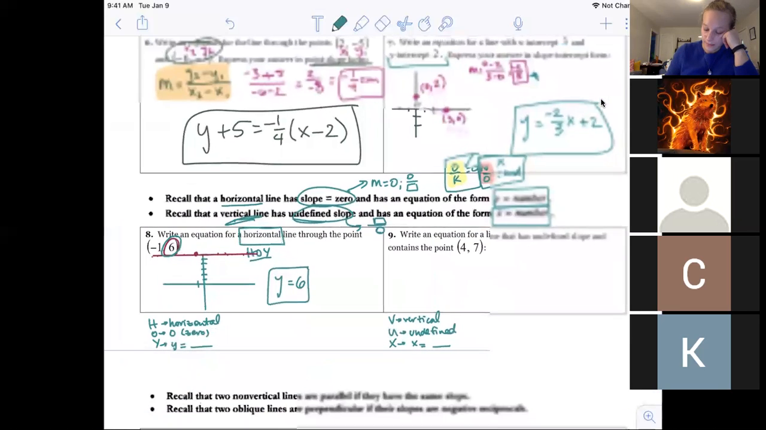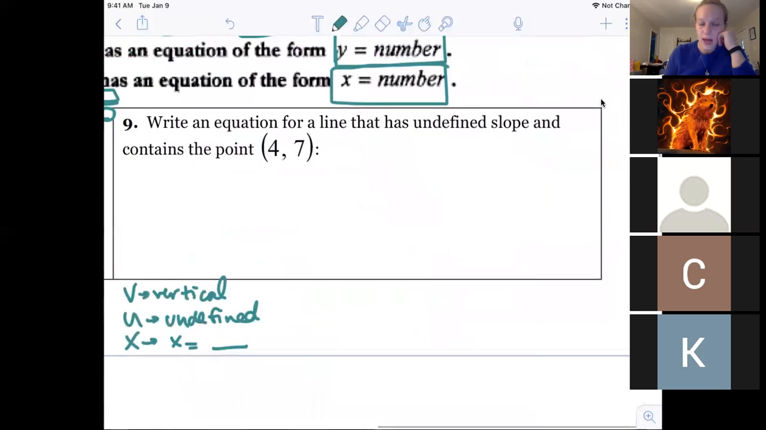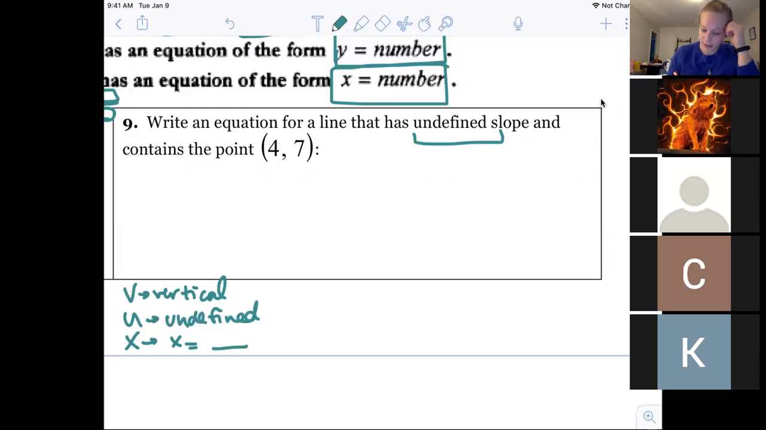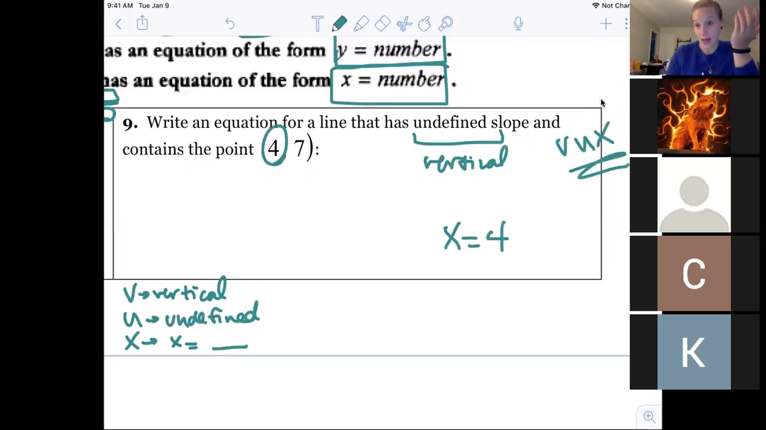All right, let's do the other one. It says, write an equation for a line that has an undefined slope and contains the point (4, 7). Undefined slope. Okay, HOI VUX. The V has the U with it, so that means it's a vertical line because of my VUX. And it means it's going to be an x equals equation. So without doing any other math, if I know it's vertical, I just know x equals the x value, which is 4. Again, if you're a visual learner, you can draw a little graph.